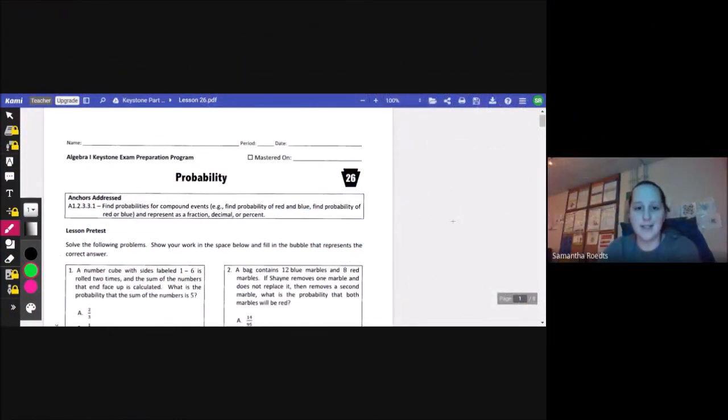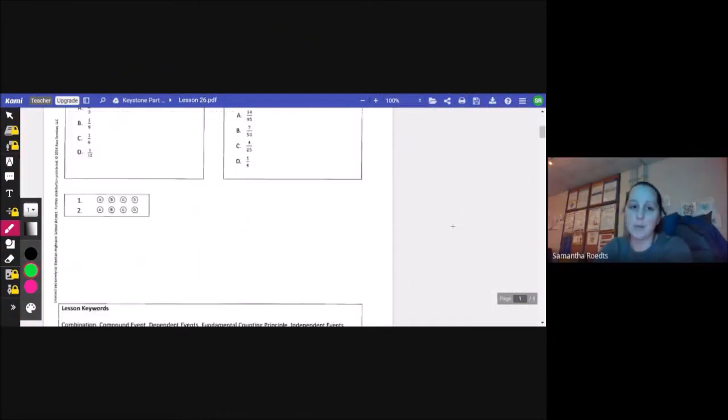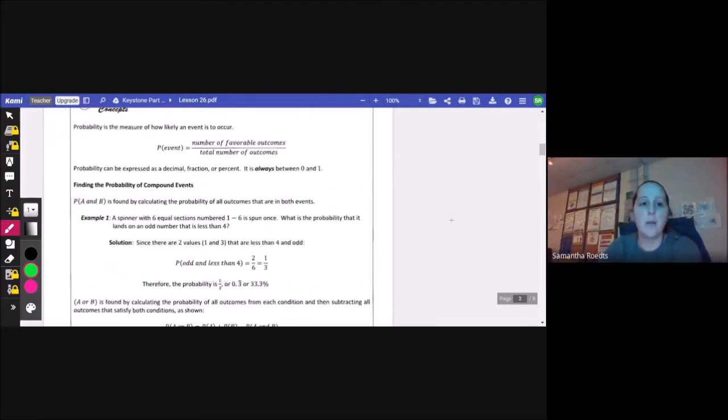All right, this is lesson 26 on probability. Probability is the measure of how likely something will happen, so an event will occur. The probability of an event, that's what P with the event inside means, equals the number of favorable outcomes over the total number of outcomes. Probability can be expressed as a decimal, fraction, or percent, but it's always between 0 and 1.